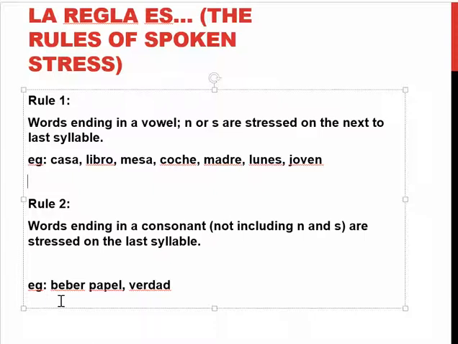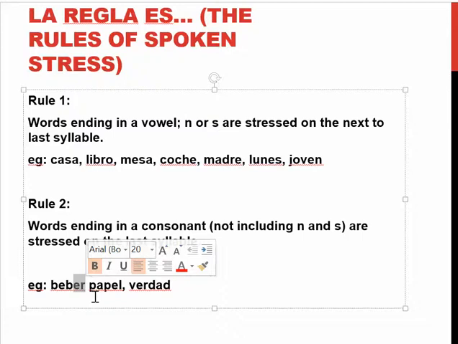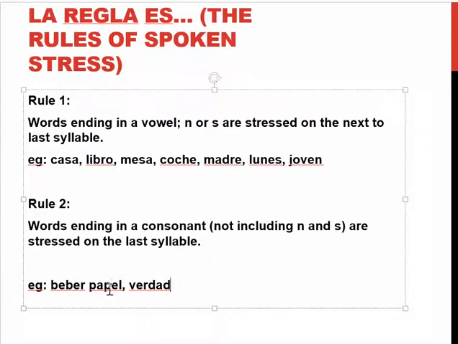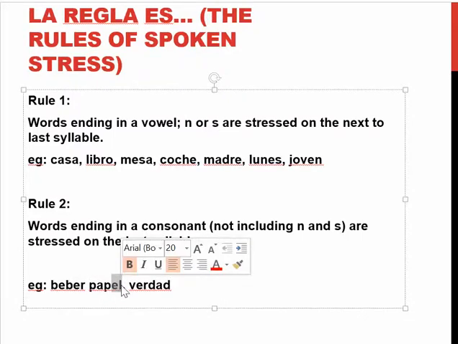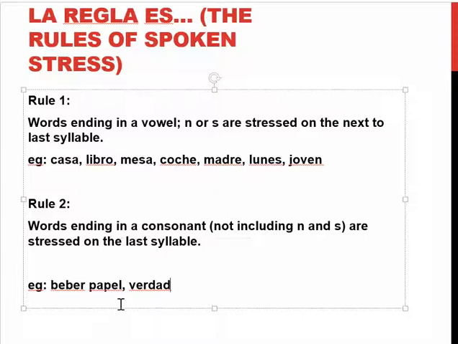So for example, you're looking down here at beber. You can hear that I say more strongly the ER, which is the last syllable. Same thing with papel. Say more strongly the L than you do the pa. If you say it papel, that's weird. Beber, that's weird. Verdad, you can hear that I stress the DAD more, so that's correct. Okay, so if the word, and most Spanish words do, follow one of these two rules, then you will not need any sort of an accent mark.